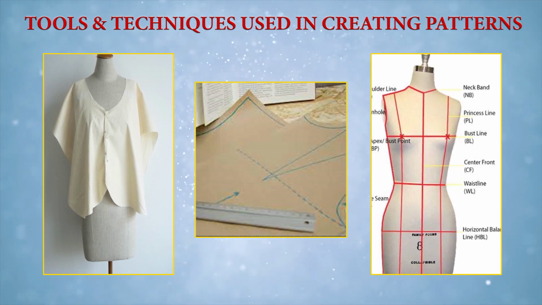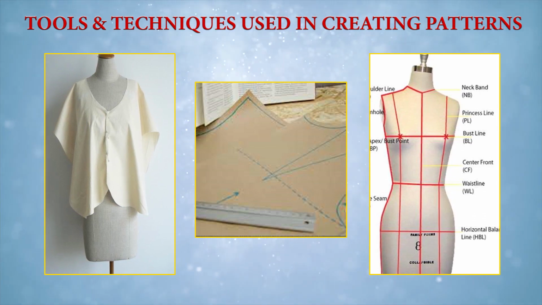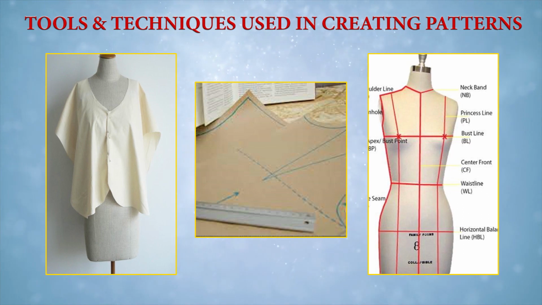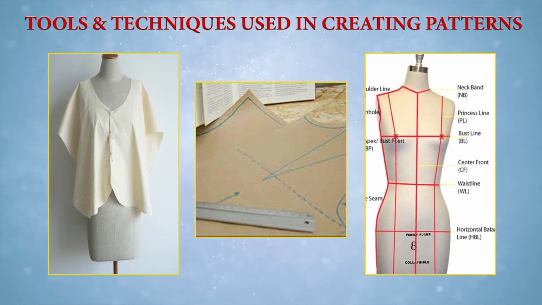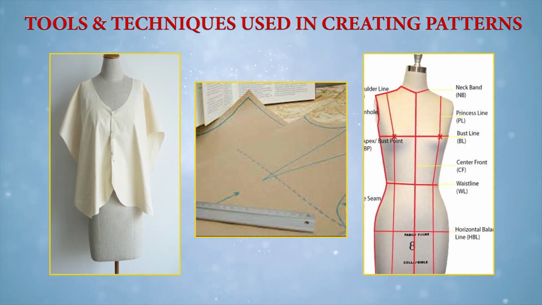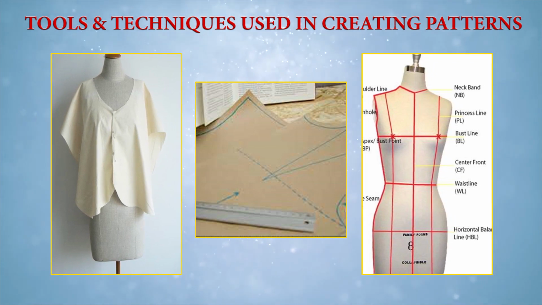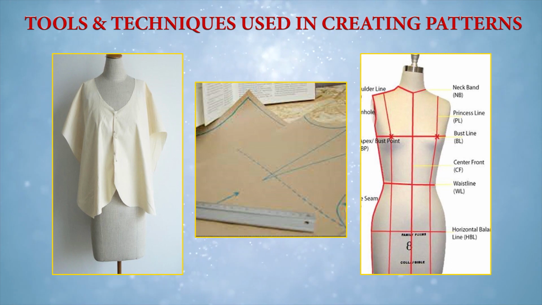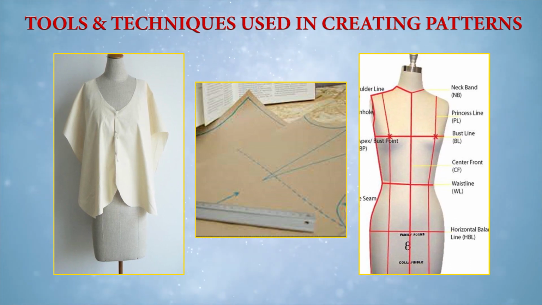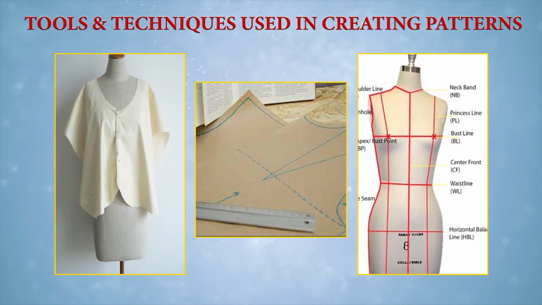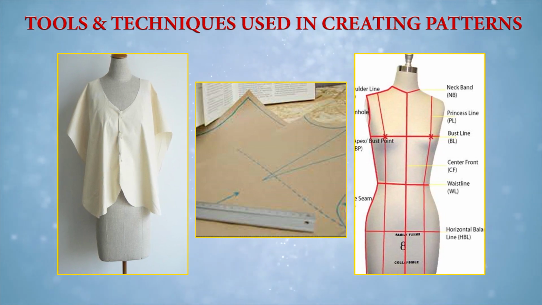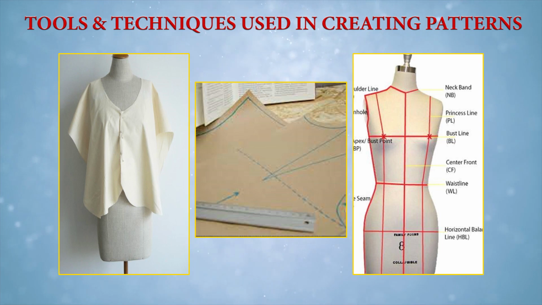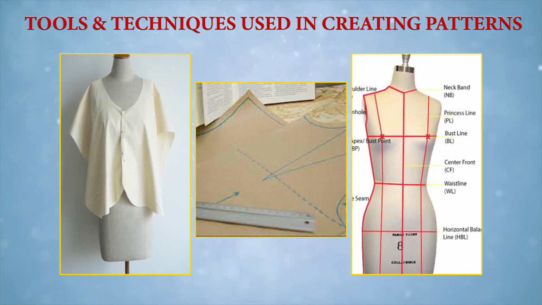So the first picture is an example of how the toile or the muslin fabric looks. Second is how the pattern paper looks, and third is the dress form, with all the markings done. So it is very easy to develop a pattern directly on the dress form. You have all the markings and you can develop the pattern perfectly.